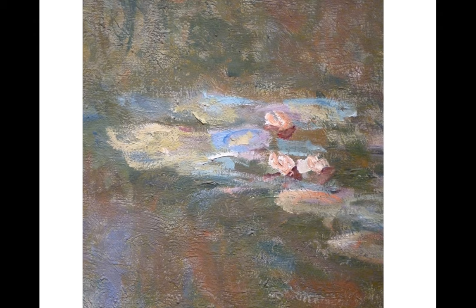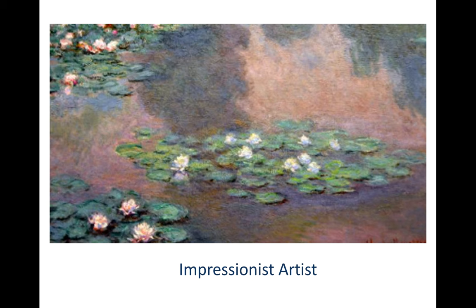This is an up-close picture of that same painting. Now, what does this look like? Many of you might think, wow, this just looks like a bunch of paint splatters or paint splotches. And that is one of the things that Impressionists did. They would paint with very loose brush strokes that wouldn't really look like much up close, but from a distance, they would make a very beautiful picture.